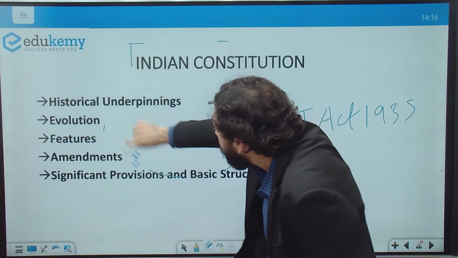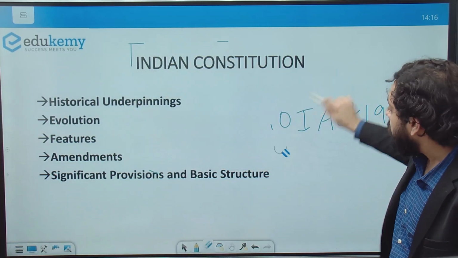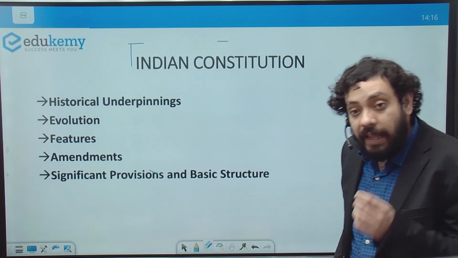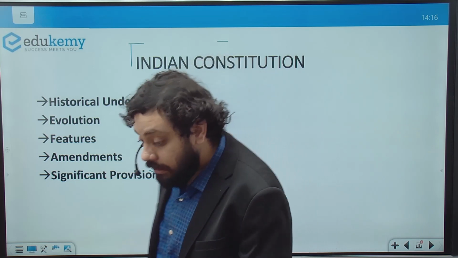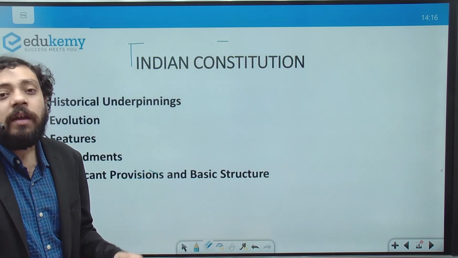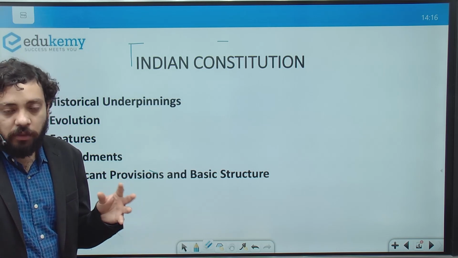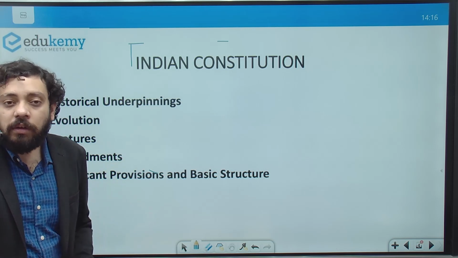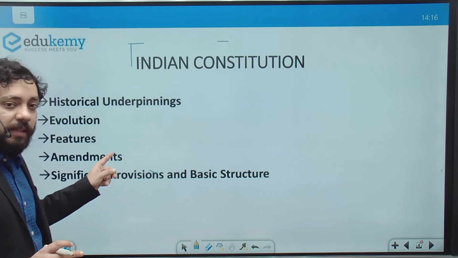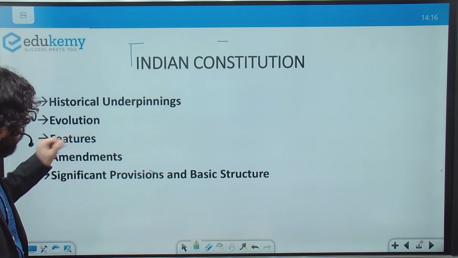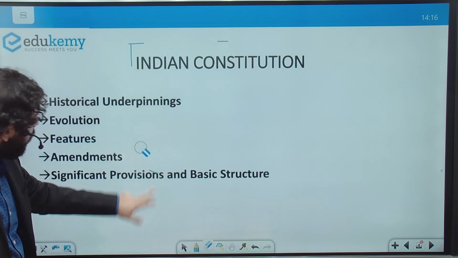After that, you have the features of the Constitution. What are the features of the Constitution? For instance, it is a written constitution. For instance, it is the lengthiest constitution of the world. For instance, it is a constitution which has been inspired by many constitutions in the world, for instance the French Constitution, the American Constitution, the English Constitution. Okay, so those are basically the features: the written constitution, the lengthiest constitution, all that. So this is what is covered in the third point, features.